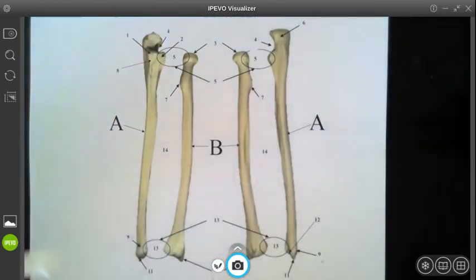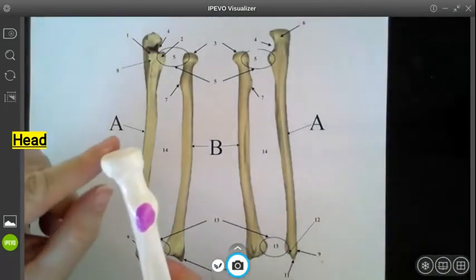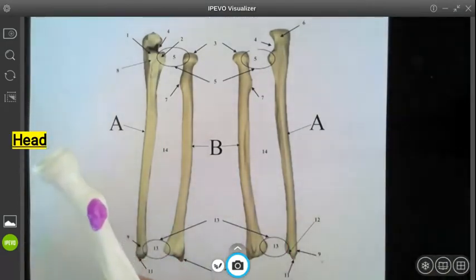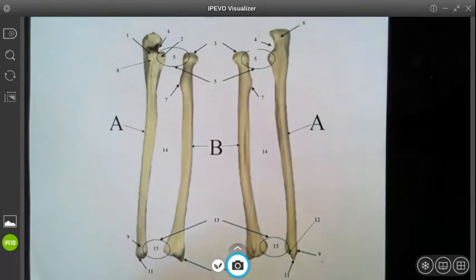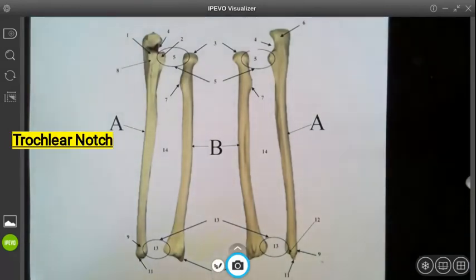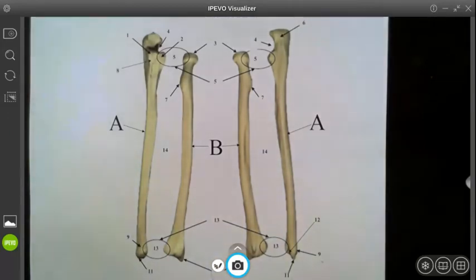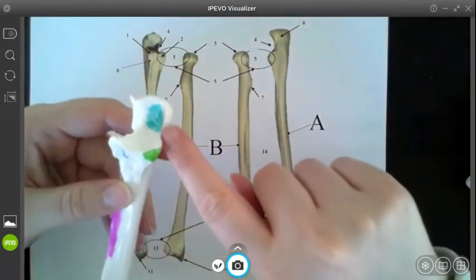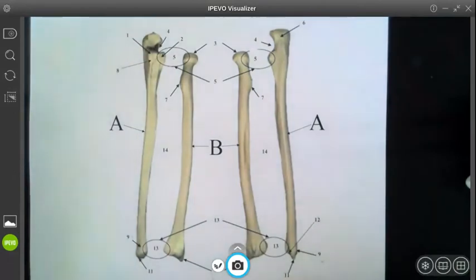Number 3 is on the radius. This is the head of the radius right here. Number 4 is pointing at the trochlear notch. The trochlear notch is where the trochlea actually fits into the ulna. And that is in the teal right here, the trochlear notch.